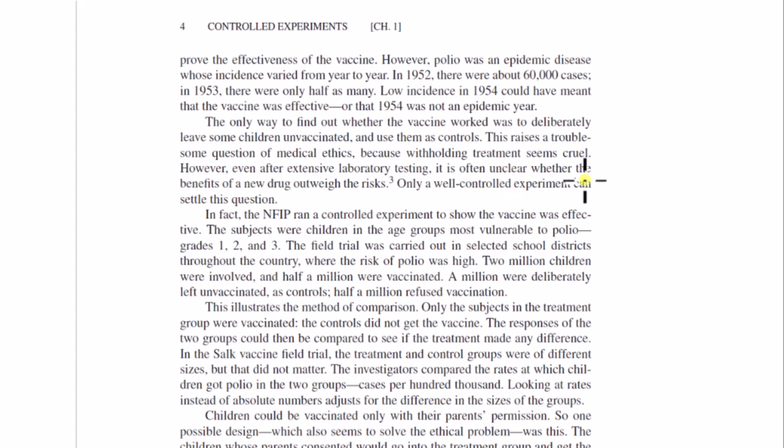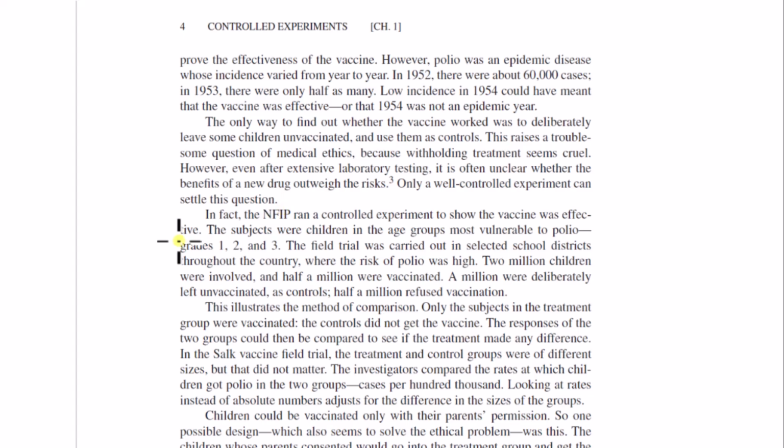Only a well-controlled experiment can settle this question. So what you need to do is a test: deliberately unvaccinate some children, vaccinate other children, and compare the two groups. But that's a tough thing to do. That seems like an ethical issue, right? You're deliberately not going to vaccinate some children. But that's kind of how it is, right? That's the only way. You need to do the test to see if the vaccine works. So if it works, you can save hundreds of thousands of lives.